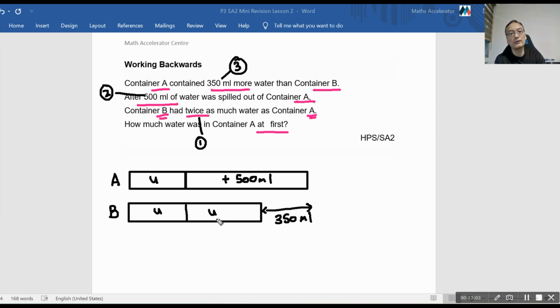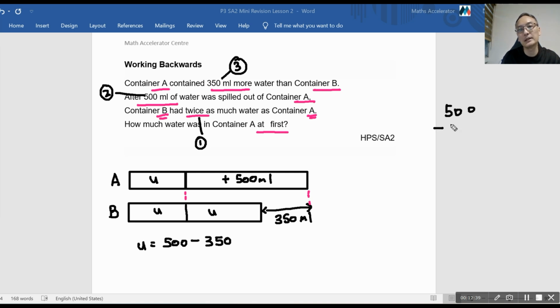Okay, our objective is to find the value of 1 unit. As you can see over here, if we draw this dotted line to make it clearer, you can see that 500 ml is actually the sum of 1 unit and 350. So in order for us to find the value of 1 unit, we have to take 500 minus away 350. So let's write over here, 1 unit is equal to 500 minus 350. So let's work at the side.